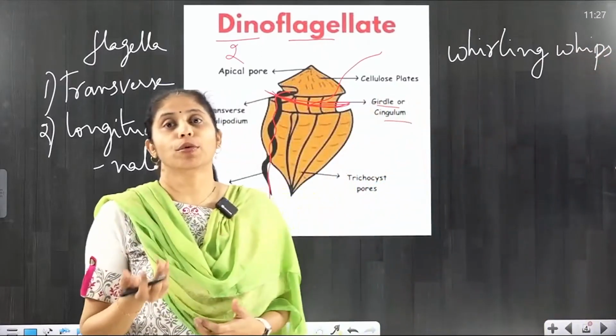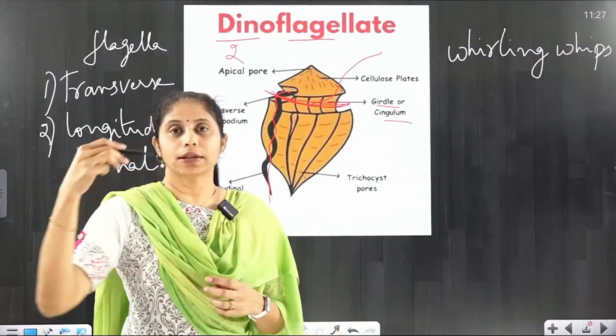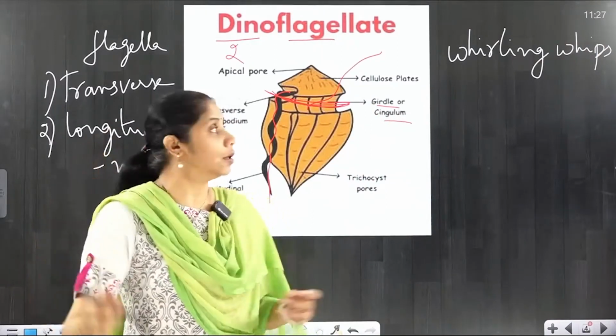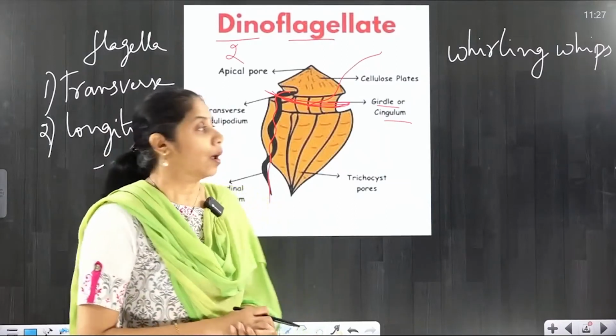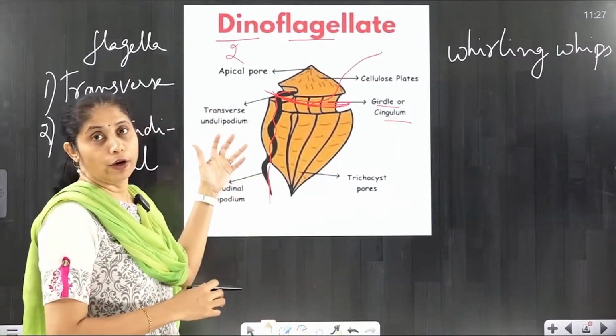Because of that flagellar movement, one flagellum will be rotating like this, another flagellum will be sideways rotation. So they will be showing the whirling movement. So they are called whirling whips. That is the name, dinoflagellates.